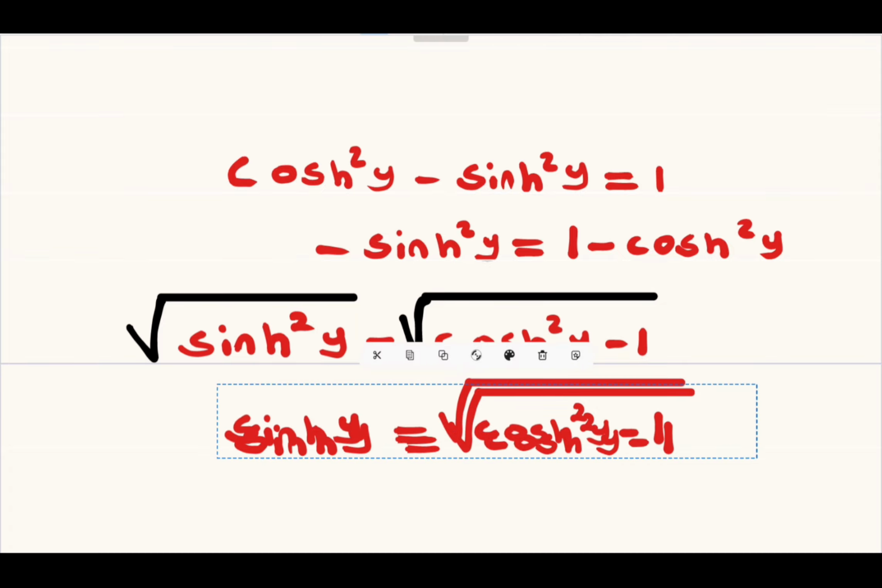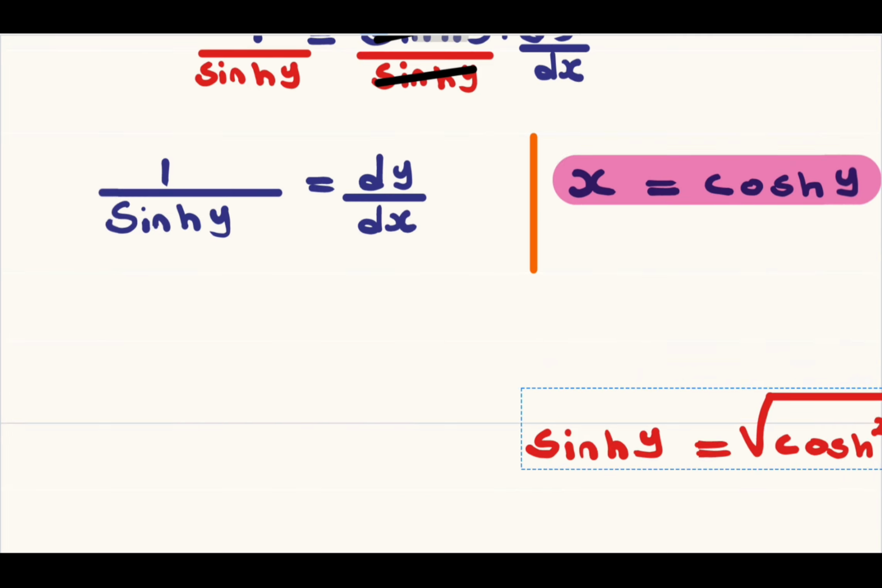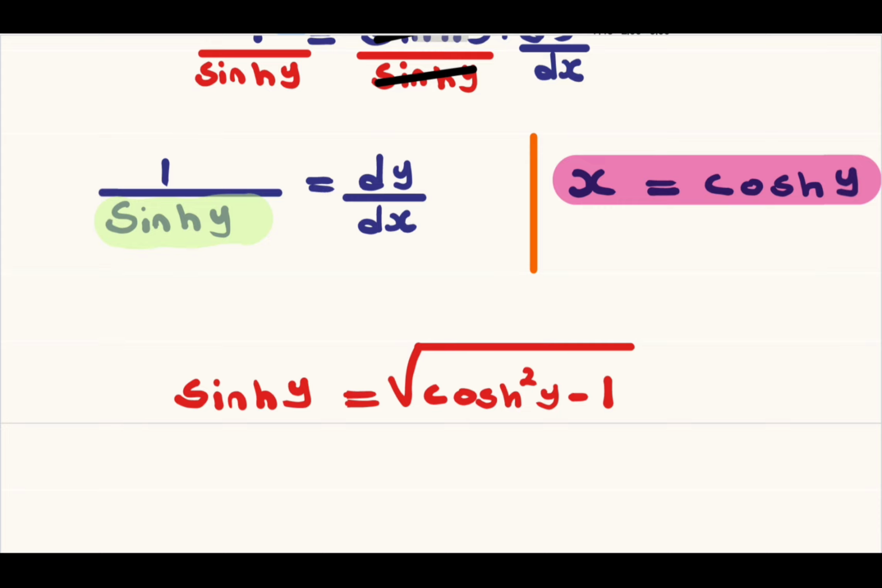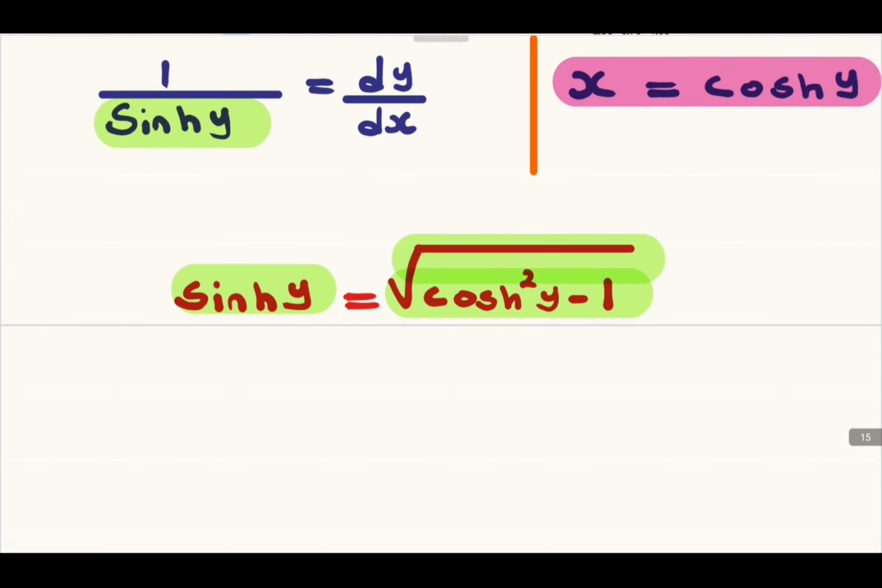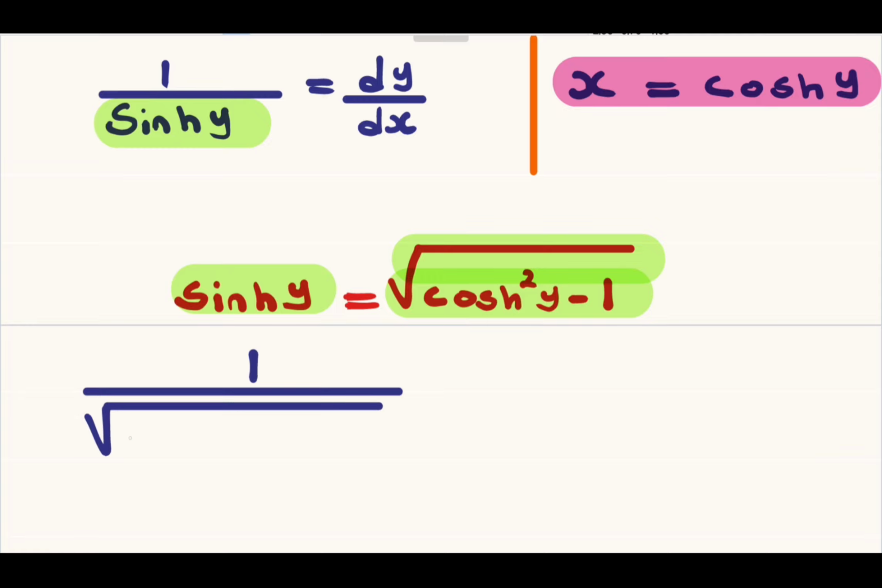So let's copy and paste. We have 1 divided by sinh y. In the place of that sinh y, we are going to substitute the square root of cosh squared y minus 1. So we have 1 divided by the square root of cosh squared y minus 1, which will be equal to dy divided by dx.